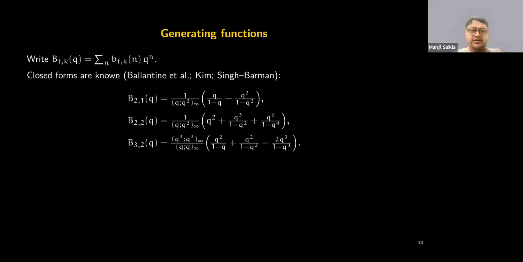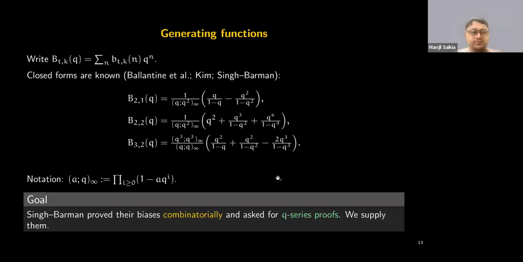So these are the generating functions for the classes that we're interested in. B_{2,1}(q) is the generating function of b_{2,1}(n), and B_{2,2}(q) is the generating function of b_{2,2}(n), and so on. These were already obtained by Ballantine as well as Kim, and Singh and Barman. And this is the standard q-Pochhammer symbol that we're using. So the goal is that Singh and Barman proved some of their biases combinatorially and asked for q-series proofs. And we were able to give the q-series proofs for those results.